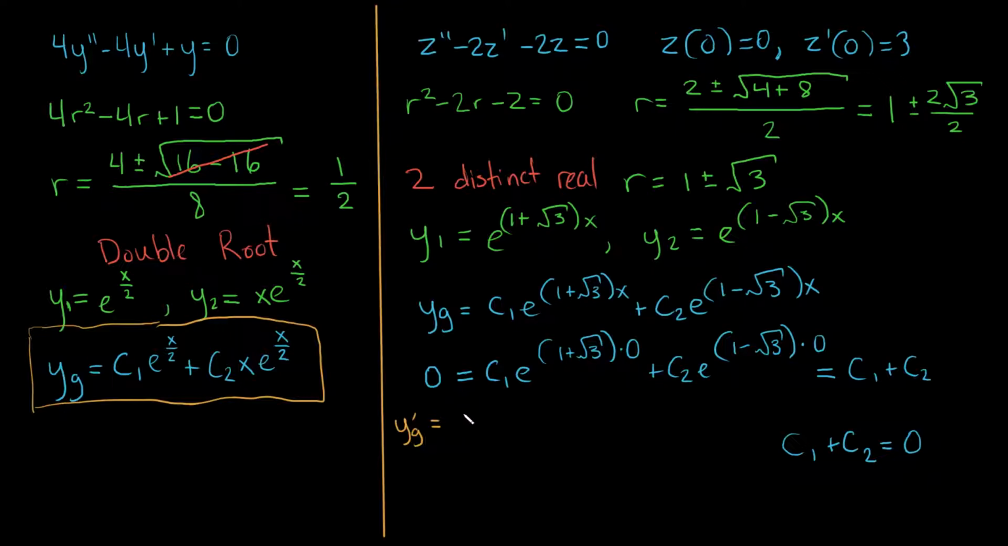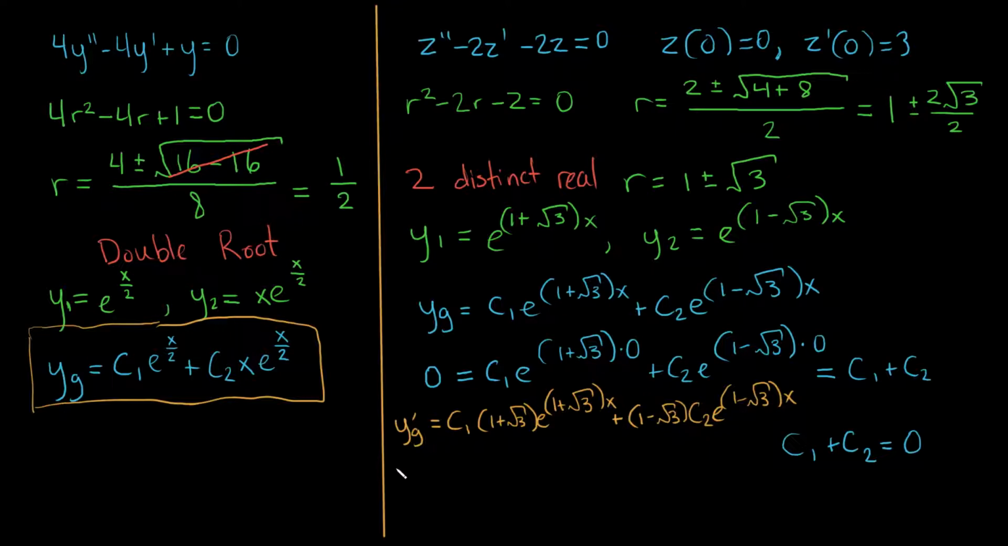So we're going to take down that 1 plus the square root of 3, so we get c1 times 1 plus the square root of 3 times e to the 1 plus the square root of 3 times x, plus, and now we use the chain rule again, so we get 1 minus the square root of 3 times c2 times e to the 1 minus the square root of 3 times x. This is big, but luckily when we plug in our initial condition, it's going to get significantly smaller. So z prime of 0 equals 3 tells us that when x equals 0, the y prime is going to equal 3.